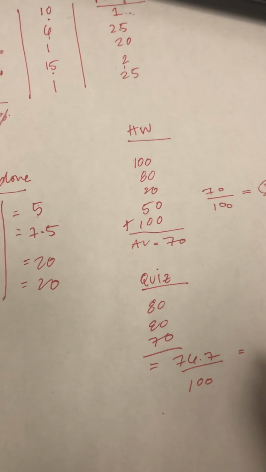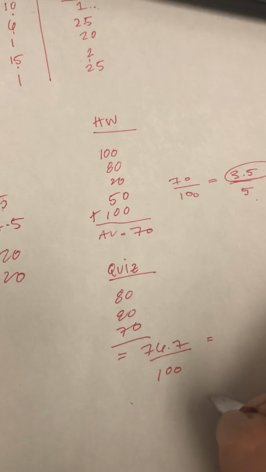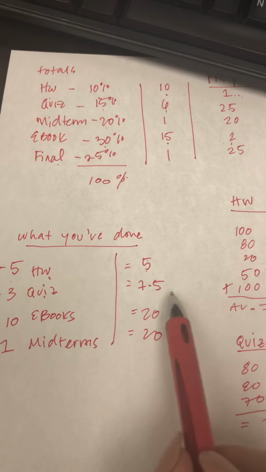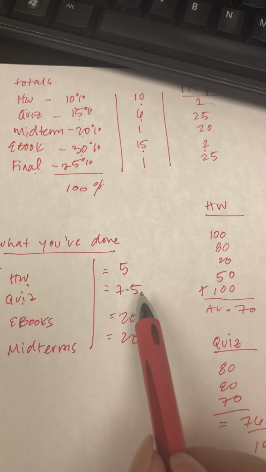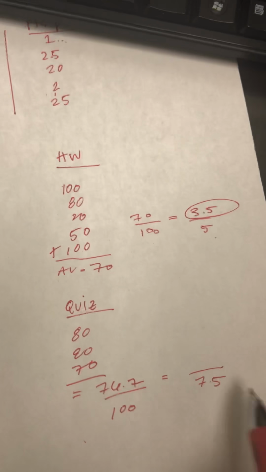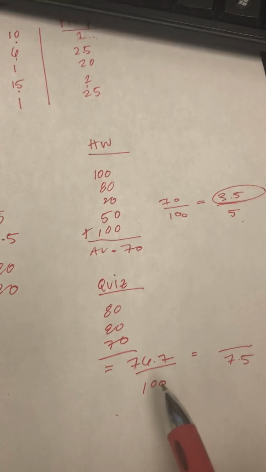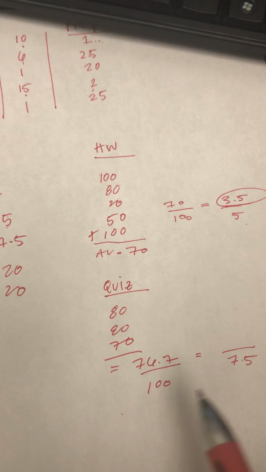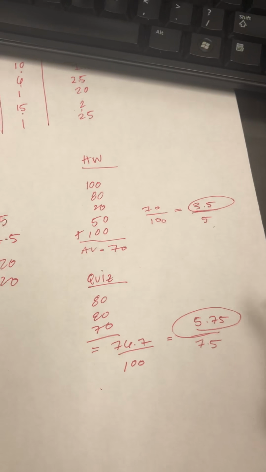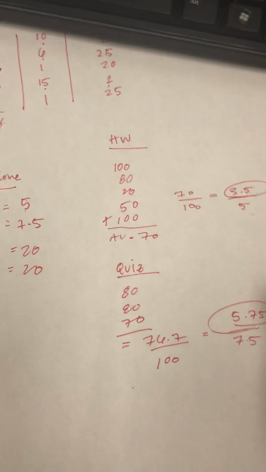I need to convert it to my points so far that we've had in the class. So I know that a 7.5 is 100% because I've done 3 quizzes at 2.5 points apiece. So that's going to be 7.5. And I do my cross multiplication, 76.7 times 7.5 divided by 100, and I get 5.75.